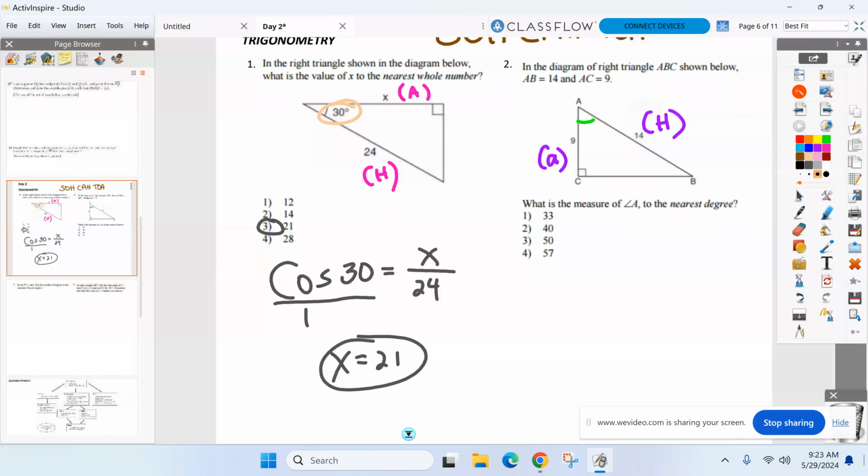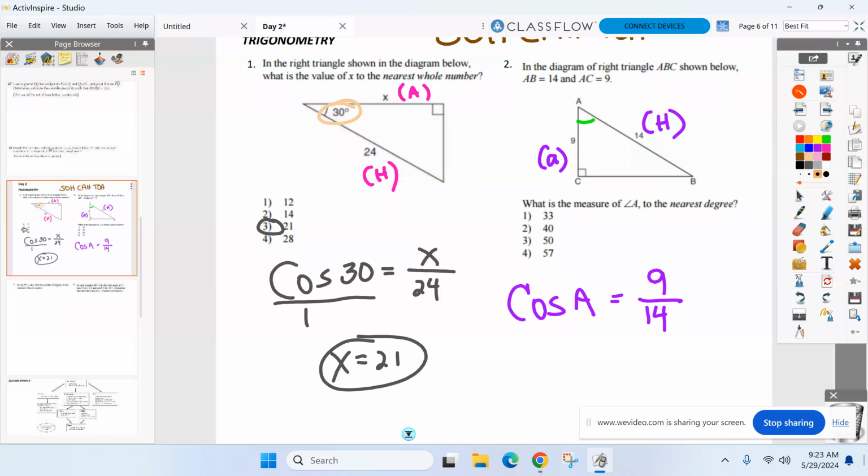Set it up the same way we did in problem 1. Cosine, you can put an x there because we're looking for it. I'm going to put A because it's angle A we're looking for. Equals the adjacent side 9 over 14. And now it becomes different than finding a side, because I cannot put this over 1 and cross multiply. I'm not going to get anywhere if you try to cross multiply. Instead, here's what we've got to remember.